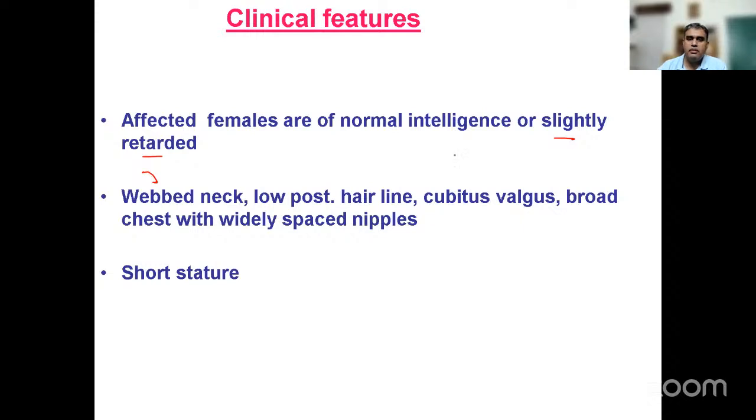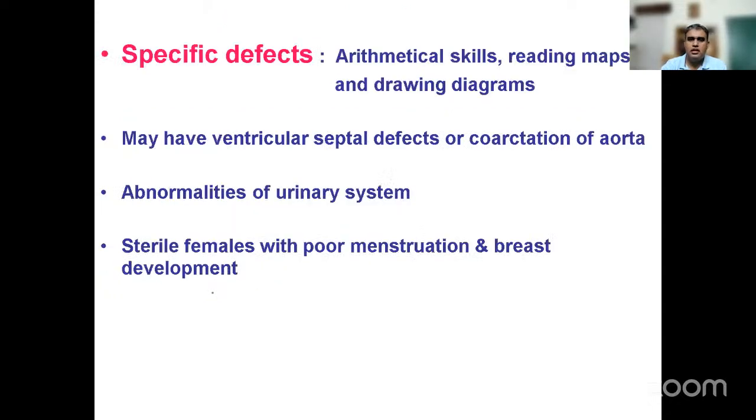So webbed neck, very important feature. Broad chest with widely spaced nipples, another important feature, and short stature. These are the females who normally have Turner syndrome. Okay. Specific defects, arithmetic skills, reading maths, or drawing diagrams, may also have heart problems and abnormality of the urinary system. Then they will be sterile females. They have only one X chromosome and with poor menstruation and breast development. So breast development is also sparse.